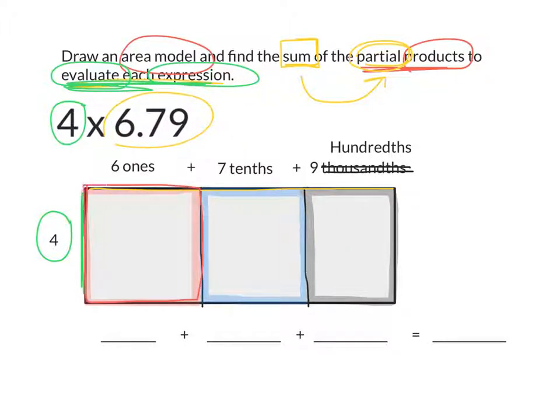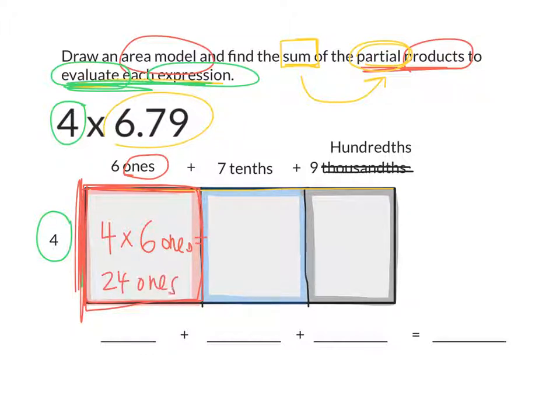Now I'm going to find the area of each section or each part of the rectangle. Okay. How do I find the area of this red part? Well, what's this distance here, everyone? 4. What's the distance here? 4 times 6, but what's the units? 4 copies of 6 ones. So what's the answer? 24 what's? Ones. Okay. So our partial product there is 24.